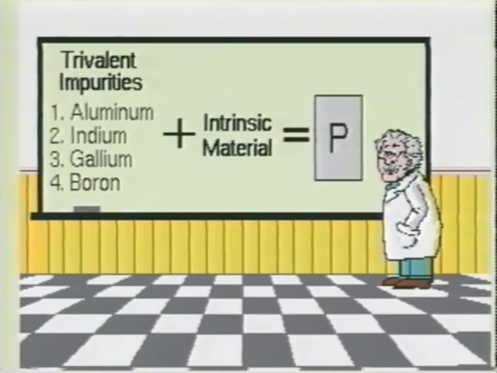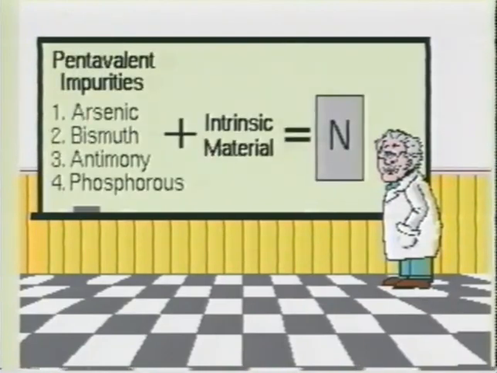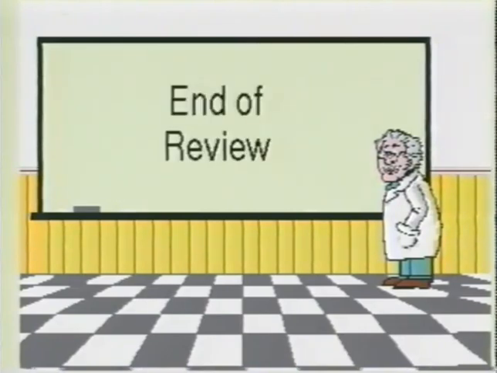Trivalent impurities are used to form p-type semiconductor materials. Pentavalent impurities are used to form n-type semiconductor materials. This concludes our first review. Next, we shall examine some of the more common single-junction semiconductor devices.